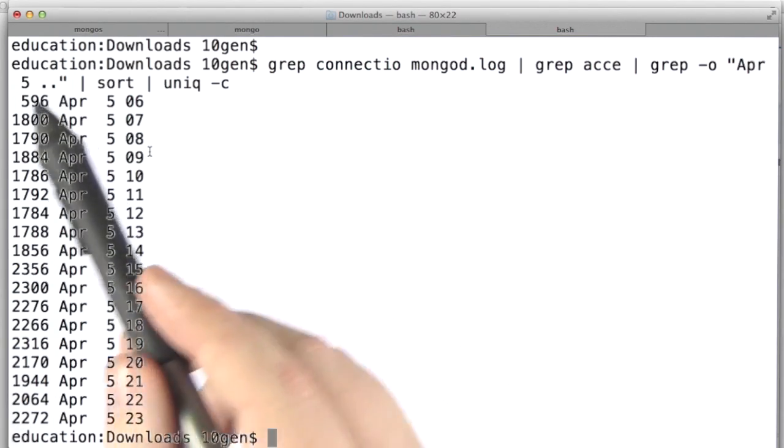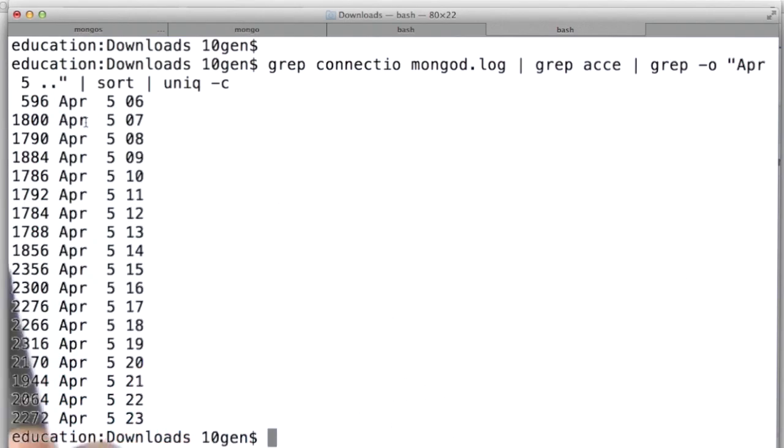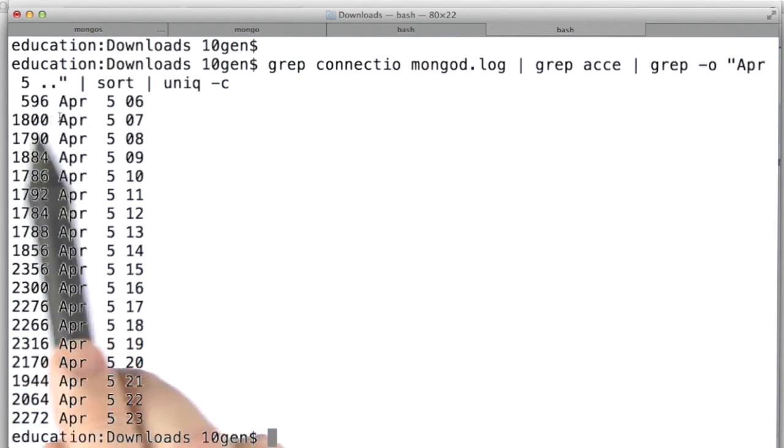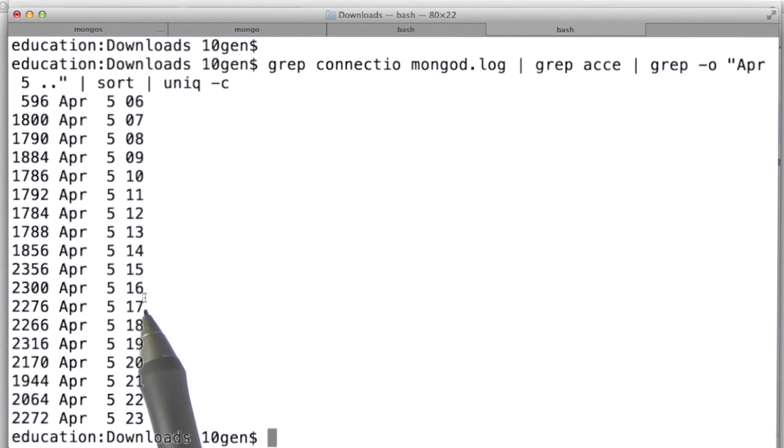So there you go. We can see that probably this is the start of the log file, so it's only a partial hour at 6 a.m. on April 5th, 1800 at 7 a.m. and then ramping up throughout the day. So the peak looks to be around 3 in this given time zone, 23:56, April 5th at 15.